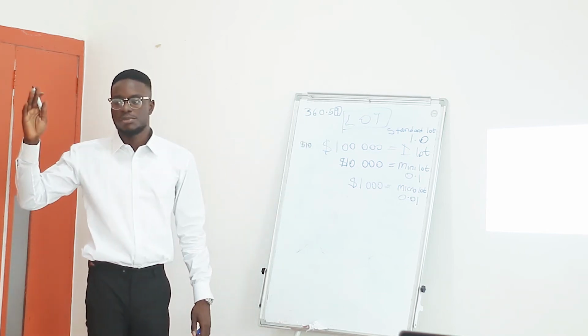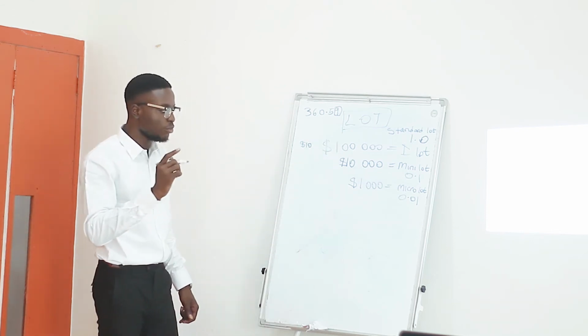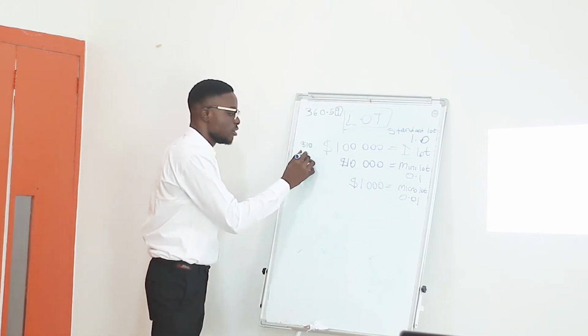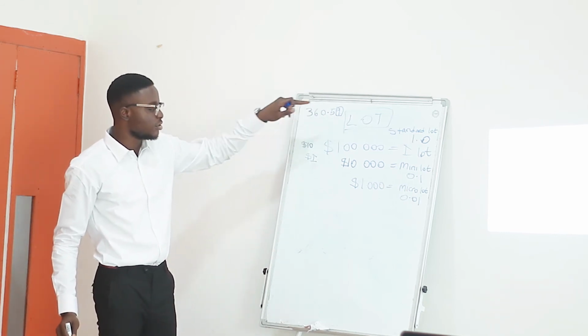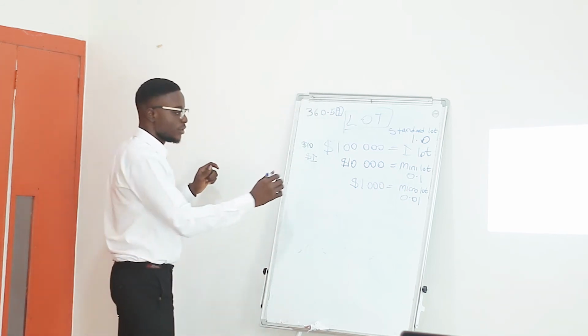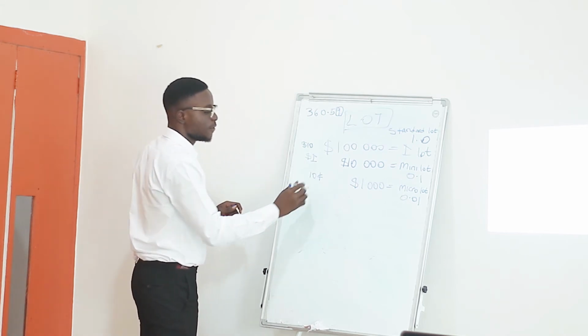If it moves 10 pips, you have made $100. That's for a 1 lot size. For a mini lot, every time the market moves in your favor, it's not hard to know this, you've made $1. This one moves from 59 to 60, you've made $1. And in this one, every time the market moves in your favor, you've made 10 cents.